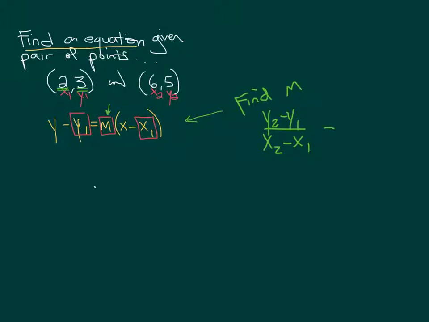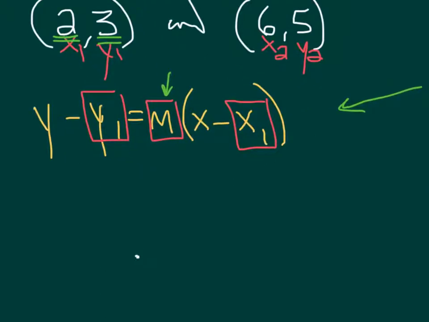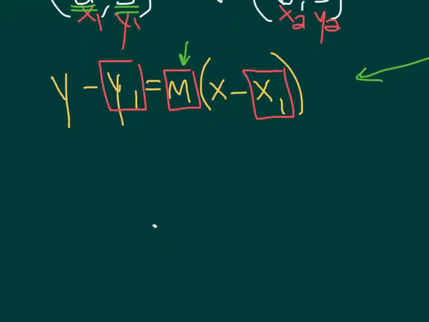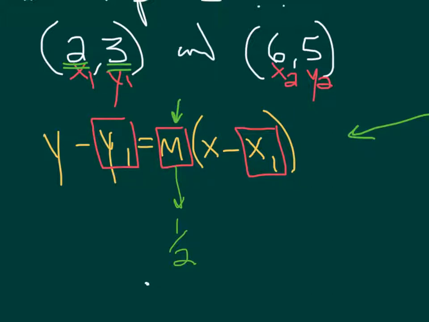So we've got that equals y2, which is 5, minus y1, which is 3, over x2, which is 6, minus x1, which is 2. So ultimately we end up with 2 over 4, or if we reduce that, 1/2. So that's going to be our m. So we can go ahead and plug that back in our original formula there. So we know m now is 1/2, and our y1 and x1 are 3 and 2. So we've got y minus our y1, which is 3, our m, which was 1/2, and then x minus our x1, which is 2.